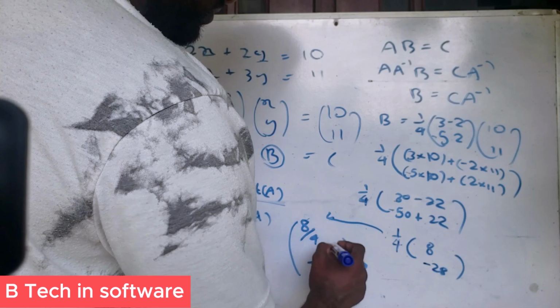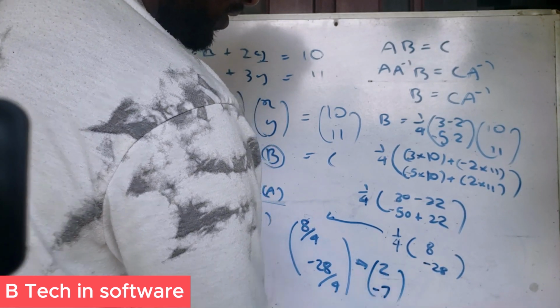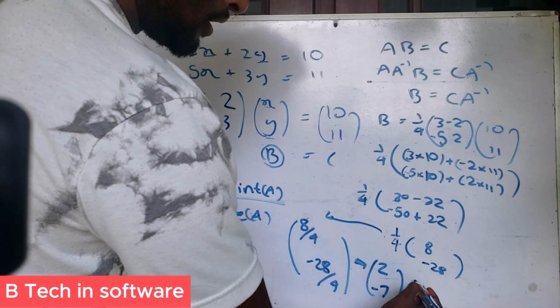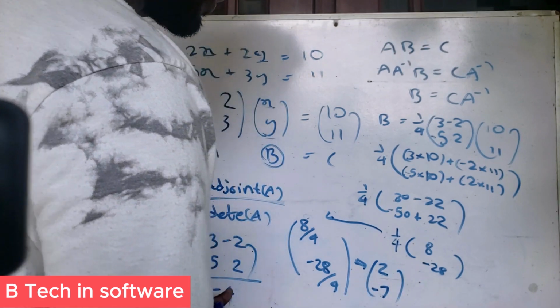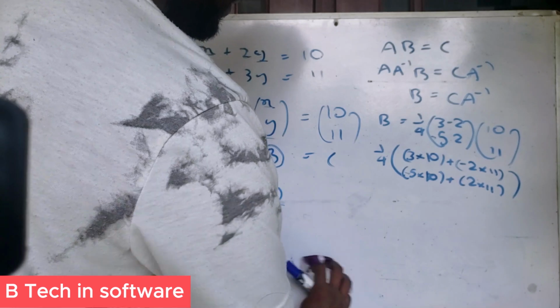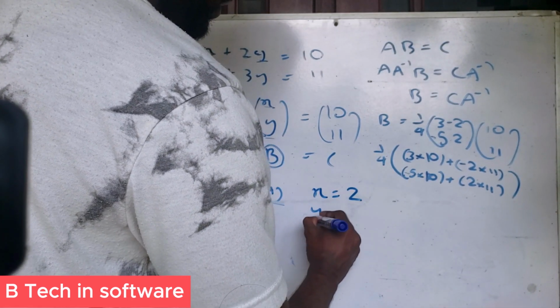4 times 2, minus 7. Now you can see here x, here y. Now x is 2, y is minus 7.